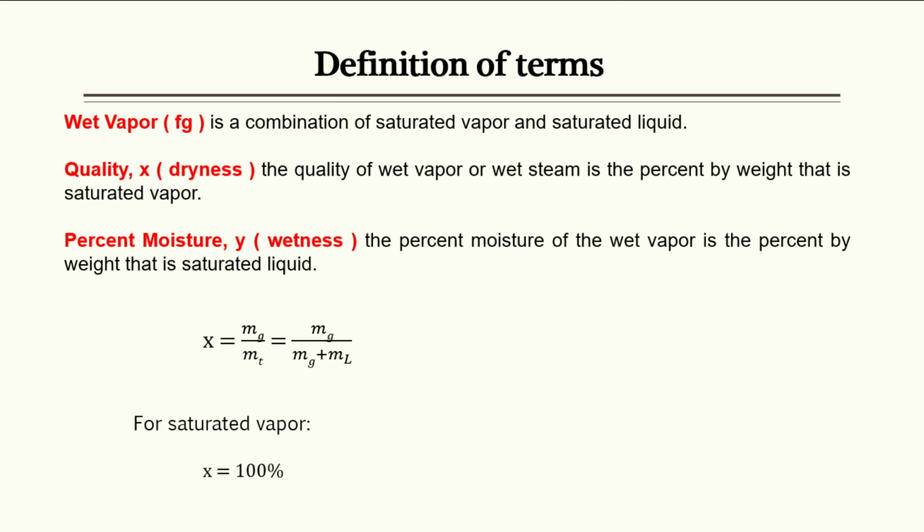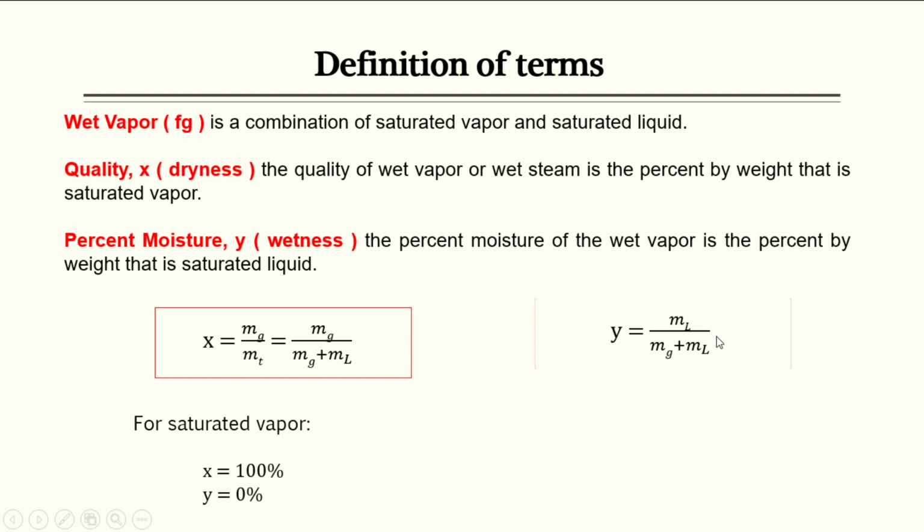So, for saturated vapor, X natin or yung dryness is 100%. Yung wetness natin is 0%. Diba? Sabi ko kanina, saturated vapor, no moisture content. Kaya Y is equal to 0%. So, ayan. Formula number 3. So, paki-memorize to. So, kapag hinahanap naman yung percent moisture or yung wetness ng liquid natin, ang formula niyan is Y is equal to ml over mg plus ml. So, mass ng liquid divided by mass ng vapor plus mass ng liquid.